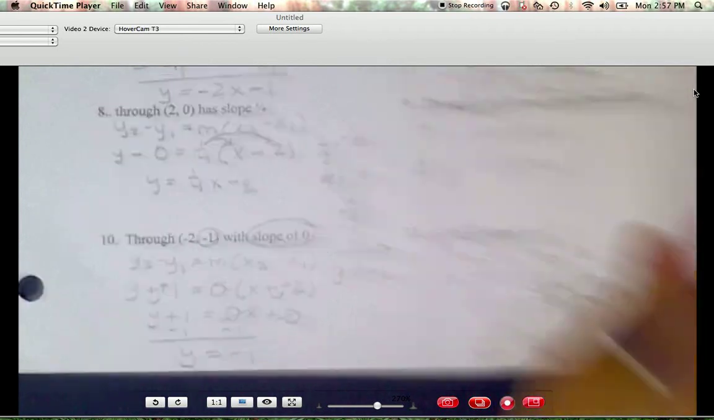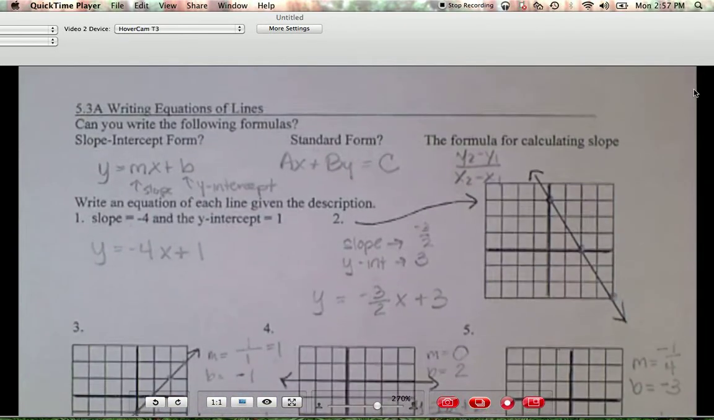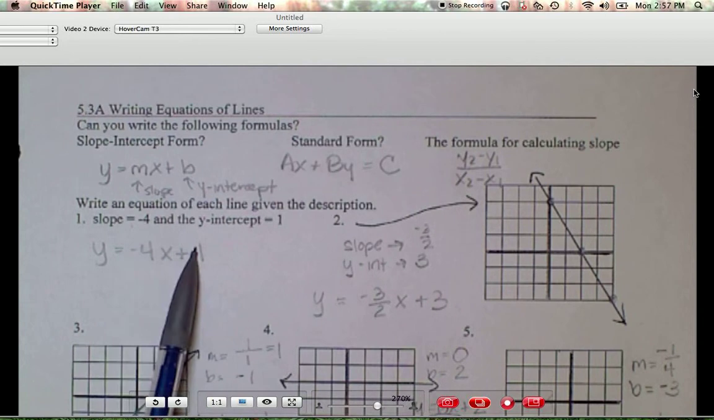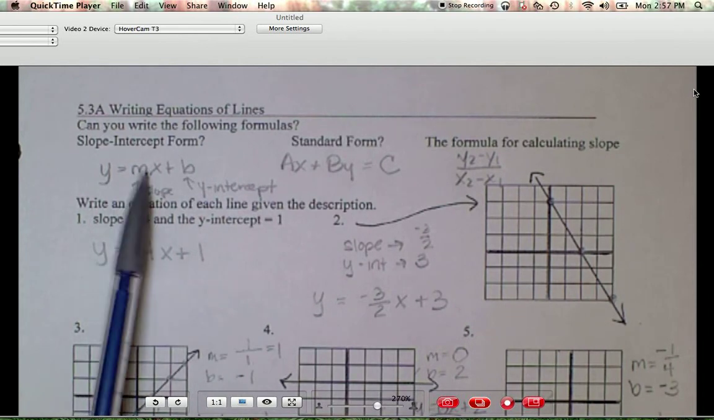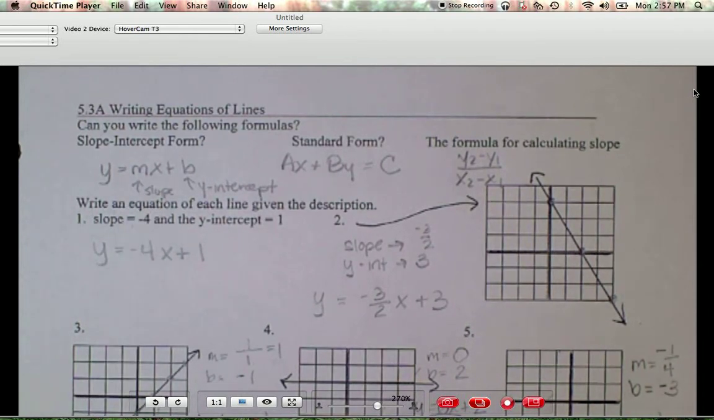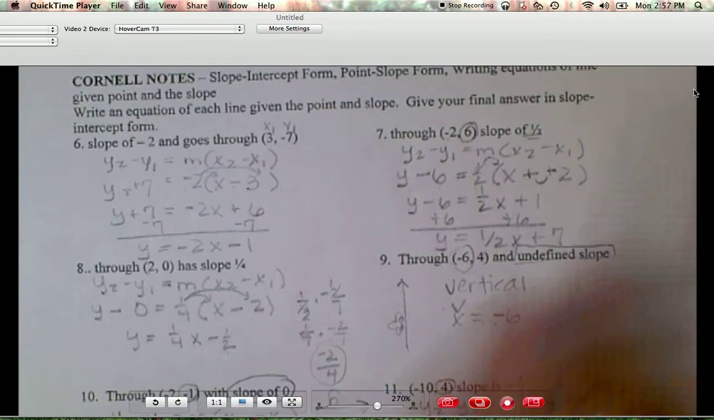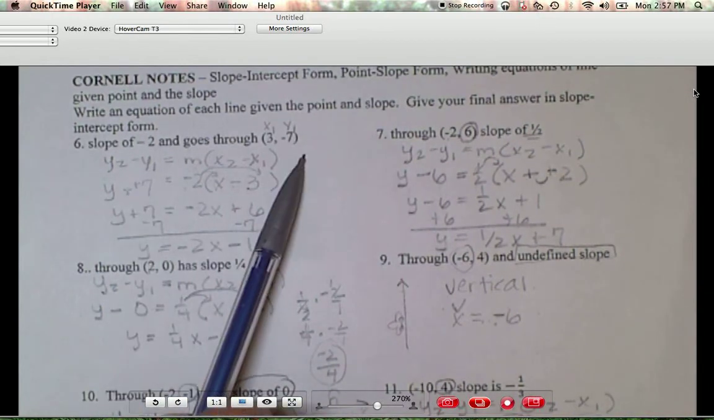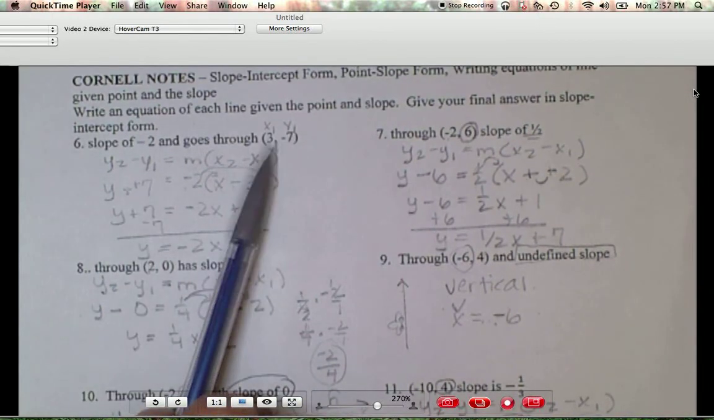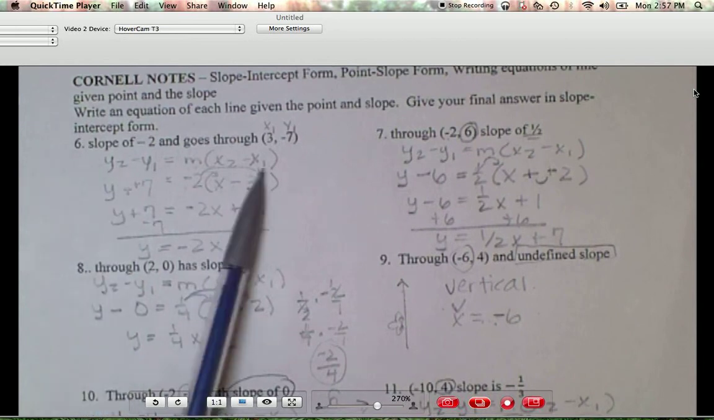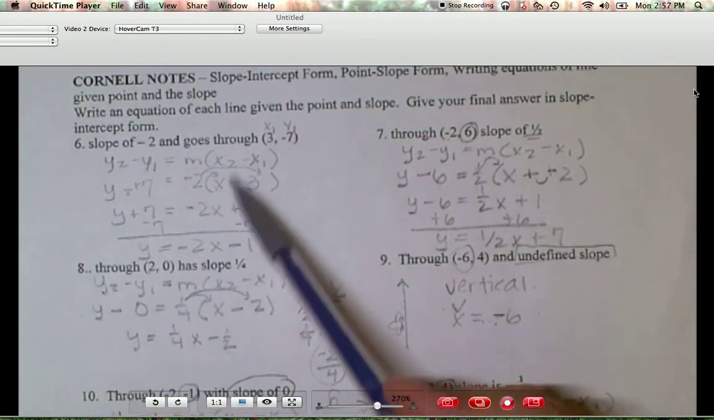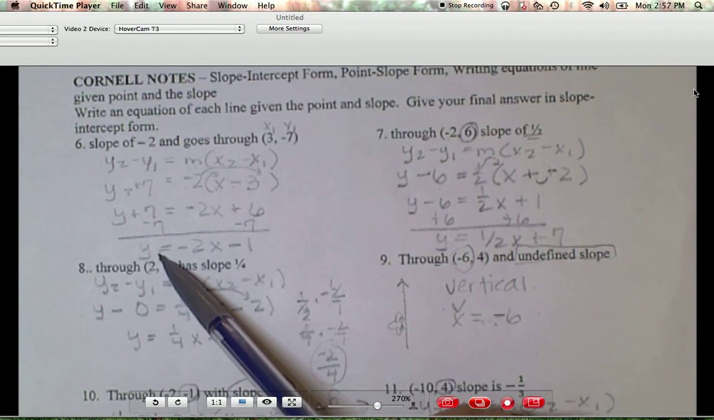So, just to recap, writing an equation of a line when you're given the slope and the y-intercept, or when you're given a graph where you can find the slope and the y-intercept. In that case, you can use slope-intercept form. But if you know the slope and some other point besides the y-intercept, then you have to start with point-slope form because you have a point and you have a slope, and continue through until you get to slope-intercept form.